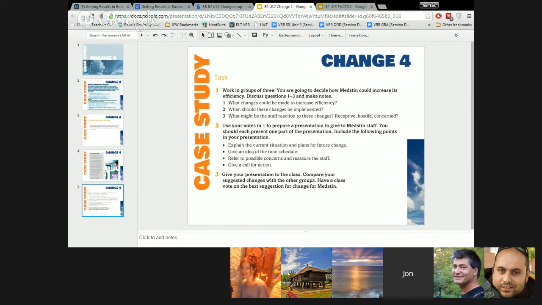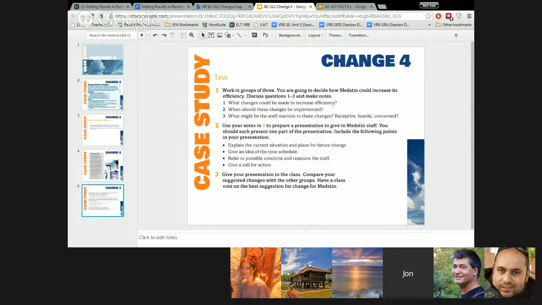Okay, so we will have a serious look at the overhead, especially renting. We want to renegotiate all the rentals because we think it's a very strong cost for Medstin.